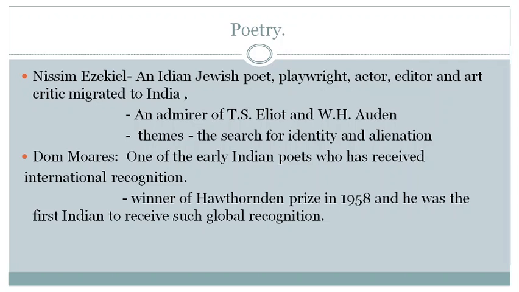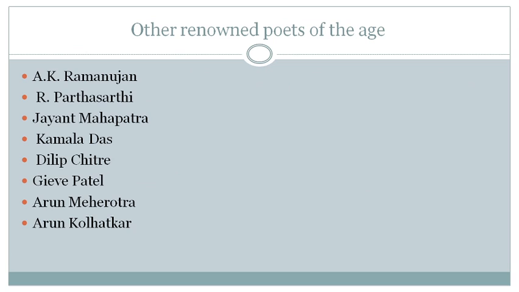One of the early Indian poets to receive universal recognition was Dom Moraes. He was the winner of the Hawthornden Prize in 1958 and was the first Indian poet to receive such global recognition. The post-independence period saw the rise of many Indian poets in English with international repute, and among them are Nissim Ezekiel, A.K. Ramanujan, R. Parthasarathy, Jayanta Mahapatra, Kamala Das, Dilip Chitre, Gieve Patel, Arun Kolatkar, and Arvind Krishna Mehrotra.